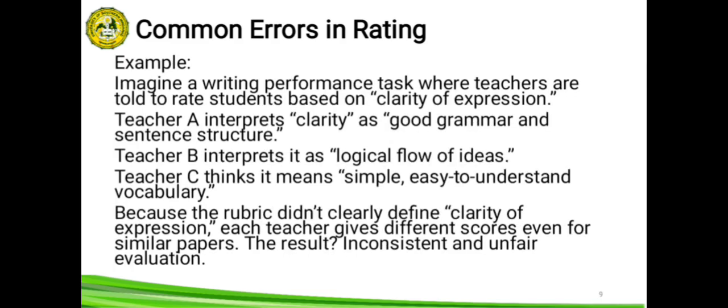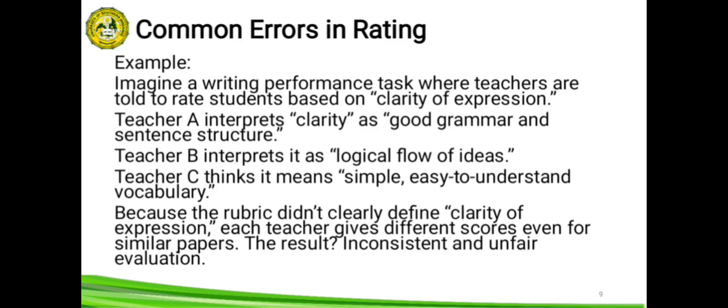Let's see the example. Imagine a writing performance task where teachers are told to rate students based on clarity of expression. Teacher A interprets clarity as good grammar and sentence structure. Teacher B interprets it as logical flow of ideas. Teacher C thinks it means simple, easy to understand vocabulary. Because the rubric didn't clearly define clarity of expression, each teacher gives different scores even for similar papers.